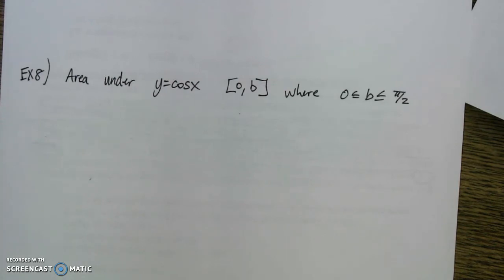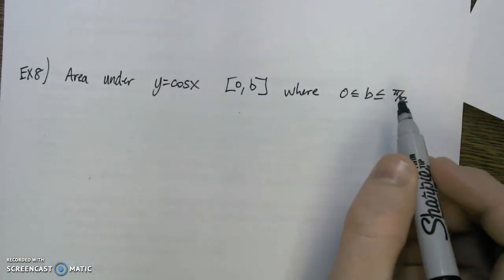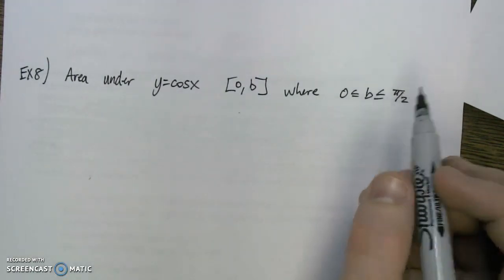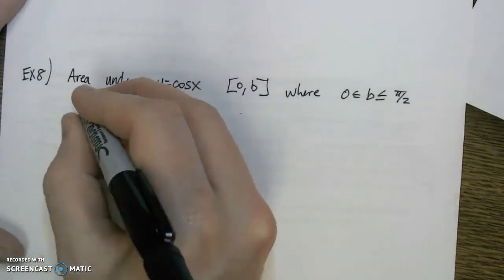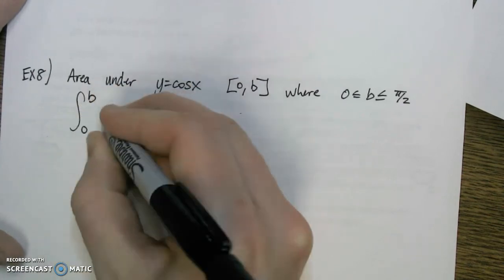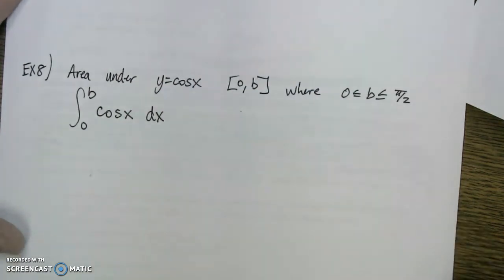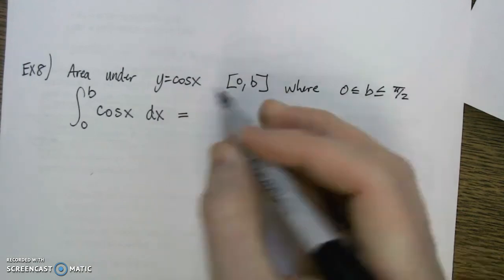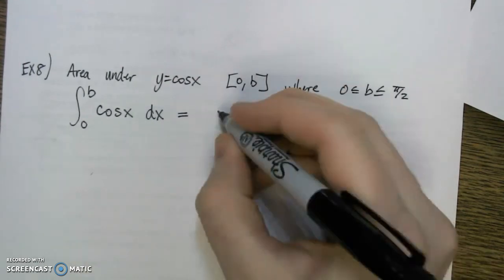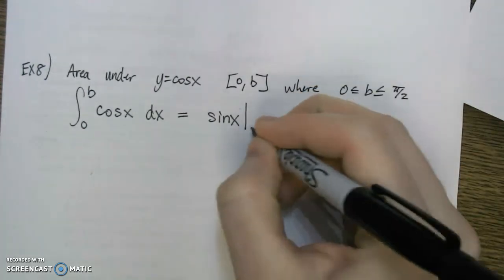On example 8, they're asking for the area under the cosine wave from 0 to b, where b is between 0 and pi over 2. So what we're going to do to find the area is find the integration of cosine x from 0 to b. So we would write that as 0 to b cosine x. Since the input variable is x, that's what we're doing the antiderivative in respect to. And then the antiderivative of cosine is sine. And then we're going to evaluate it from 0 to b.